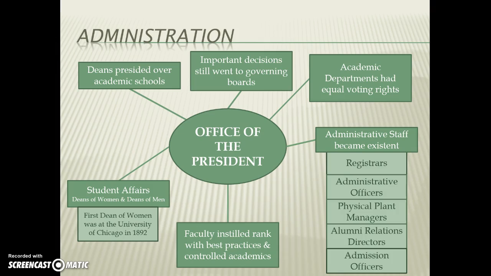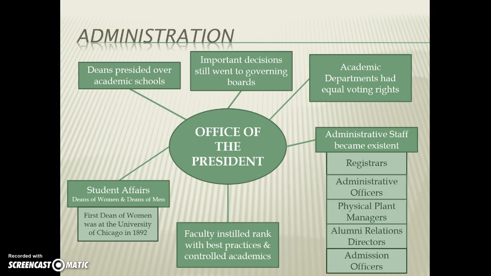This era had an abundant amount of hierarchical systems, with everything forming around the office of the president. It was a rise of administration bureaucracies. New departments were created to support the office of the president, such as registrars, administrative officers, physical plant managers, alumni relation directors, and admissions officers. Also, deans presided over the different academic schools. Important decisions still went back to the governing board, and academic departments were more democratic because they had equal voting rights and rotating department heads.